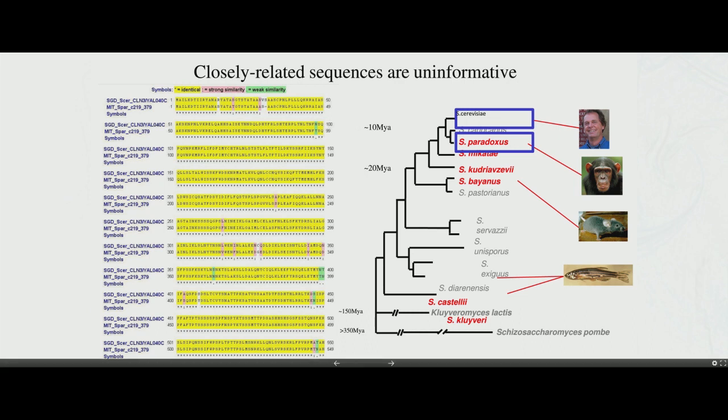But anyway, if we just compare two closely related species, you can see here in this two-sequence alignment that almost everything is yellow, and in this case, yellow means identical.